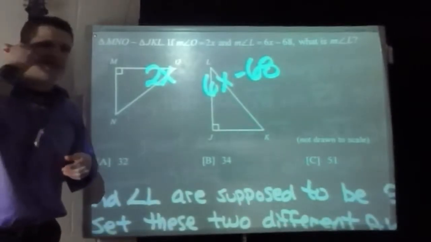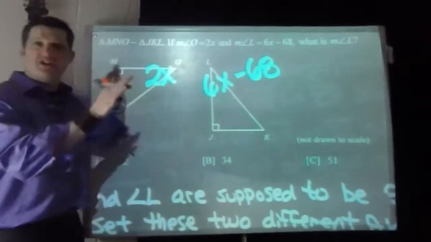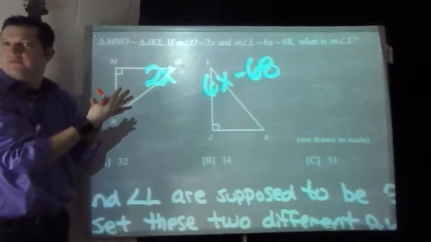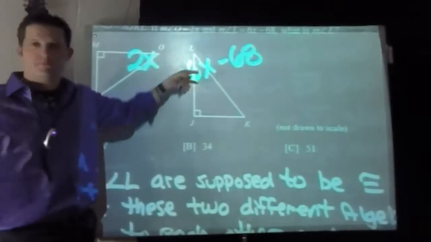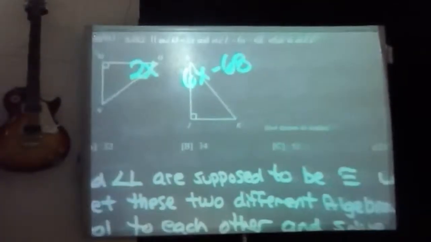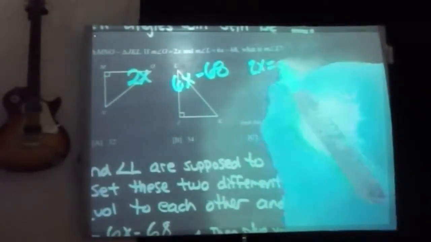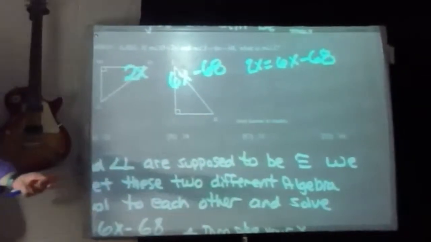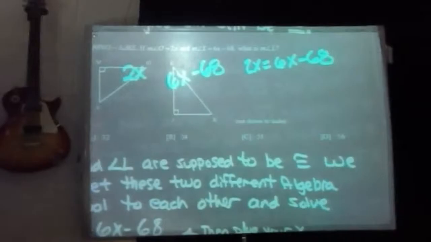The first question I ask myself is, do O and L go together? Do they correspond? Now what did I just say about the angles in similar triangles? The angles stay the same, they will still be congruent. So O and L are supposed to be congruent, which means equal to each other. There's your equation: 2x equals 6x minus 68. That's why the angles one's not so bad. We just set the 2 algebra pieces equal to each other and solve it.